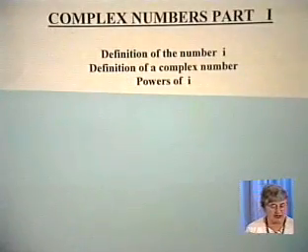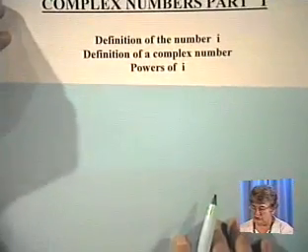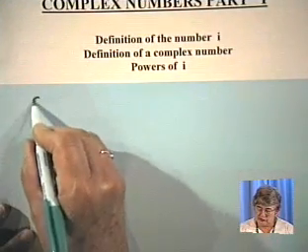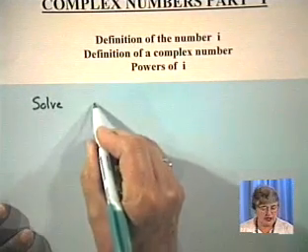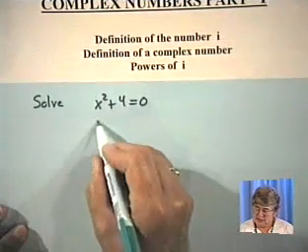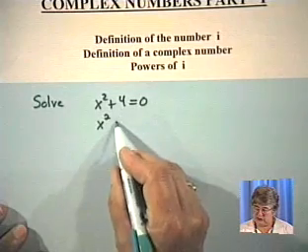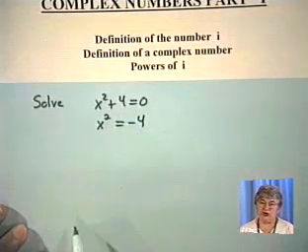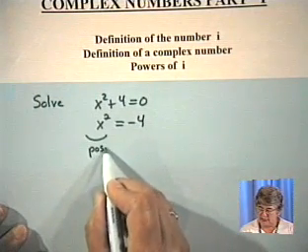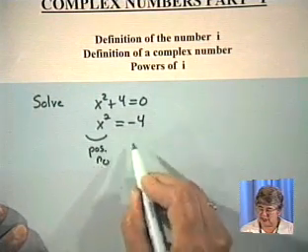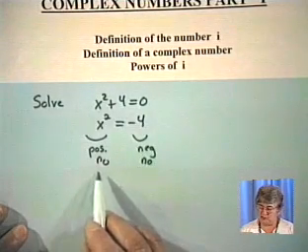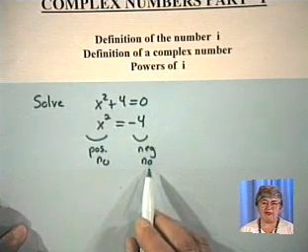But let's backtrack a little bit and see why it is that we need to consider an extension to the number system. Suppose that we're asked to solve an equation like x squared plus 4 equals 0. Subtract 4 from both sides of the equation. Notice that on the left we would have a positive number, and on the right we have a negative number. There is no real number which is positive which is equal to a negative real number.